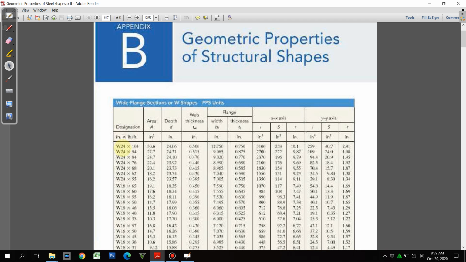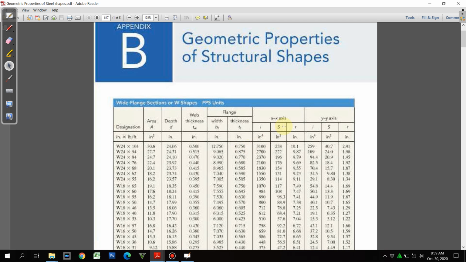Normally it is designated by its depth, the overall depth. As we can see here, W24, where 24 is usually the overall depth, and then this is the unit weight, 104 pounds per foot. Therefore, in every foot there is 104 pounds for this particular section. And then the depth is given, the area is given, the web thickness, the flange properties, the width of the flange as well as the thickness of the flange.